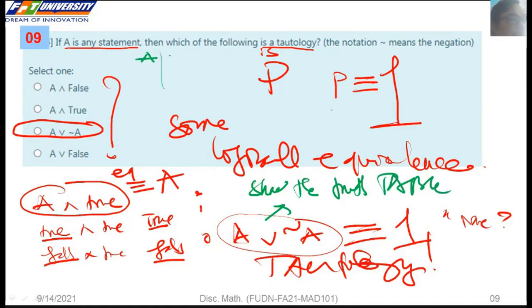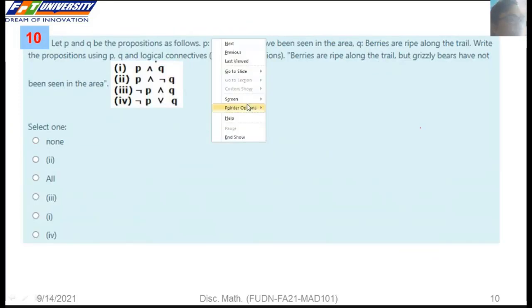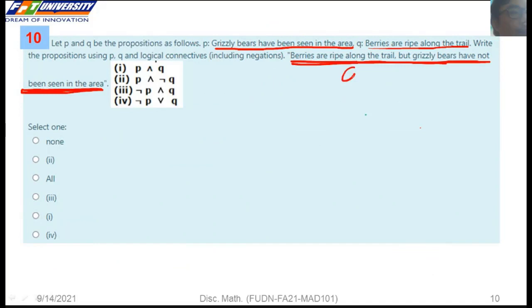We can solve it with truth tables. We have A, not A, and A or not A, so we have two rows. If A is false, not A is true. If A is true, not A is false. So true or false is true, and true or false is true. So it is always true: a tautology.